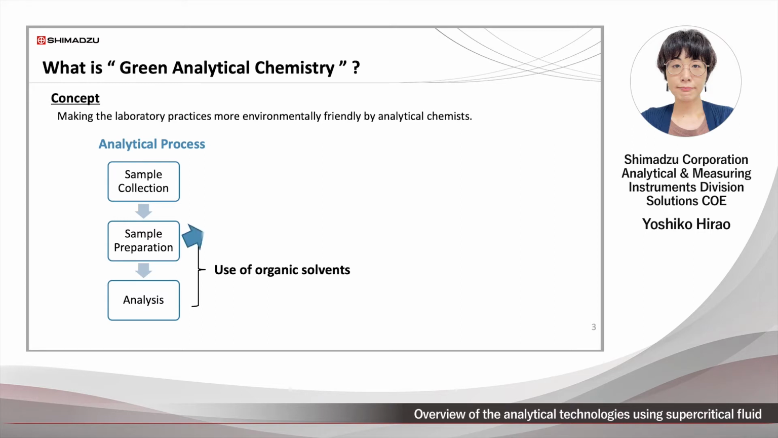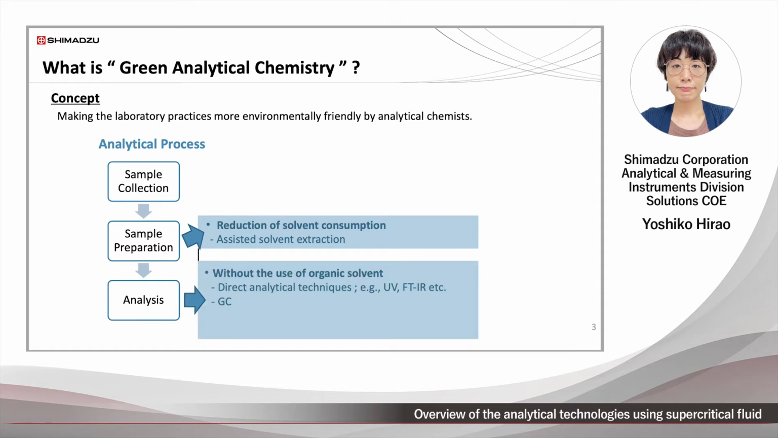As for sample preparation, from the point of view of solvent reduction, microwave-assisted extraction can extract with a small amount of solvent at high efficiency. For analysis, direct analysis methods such as UV, FTIR, and gas chromatography can be performed without organic solvent. How about HPLC? HPLC is a method using solvent, but it can also be included in green analytical chemistry when it incorporates methods to reduce solvent consumption.